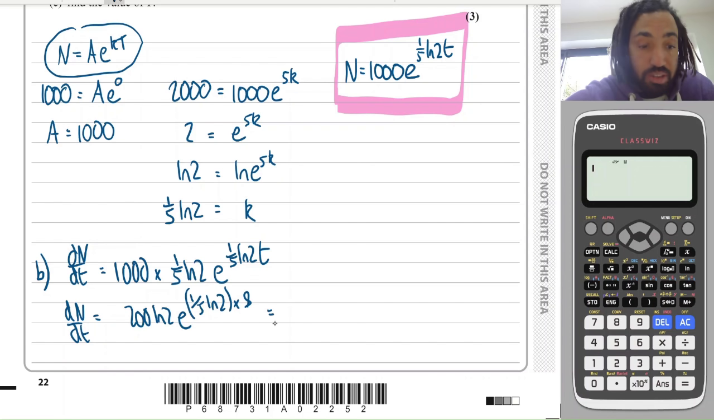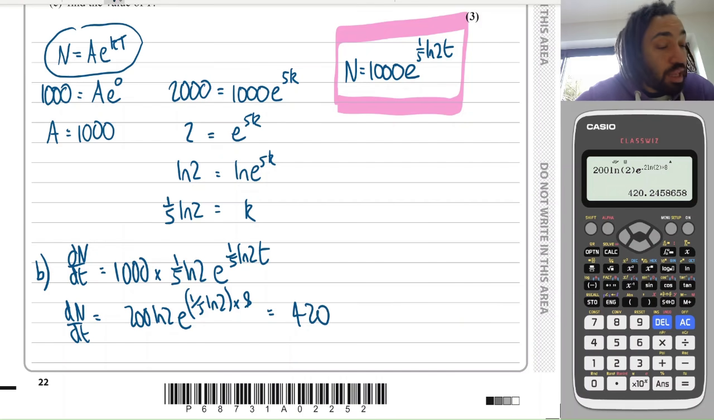Okay, so that needs to go into our calculator, and that will give us, let's just type it in now, so 200, and then I would write ln 2, close brackets, and then I would write e to the power of, and then 1/5 is 0.2, and then ln 2, close the bracket, and multiply that by 8. And we'll get 420. So 420 seems correct to me.